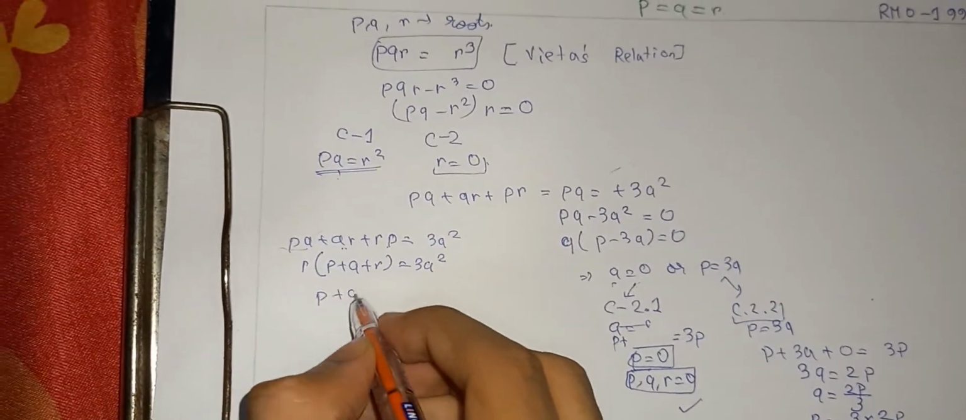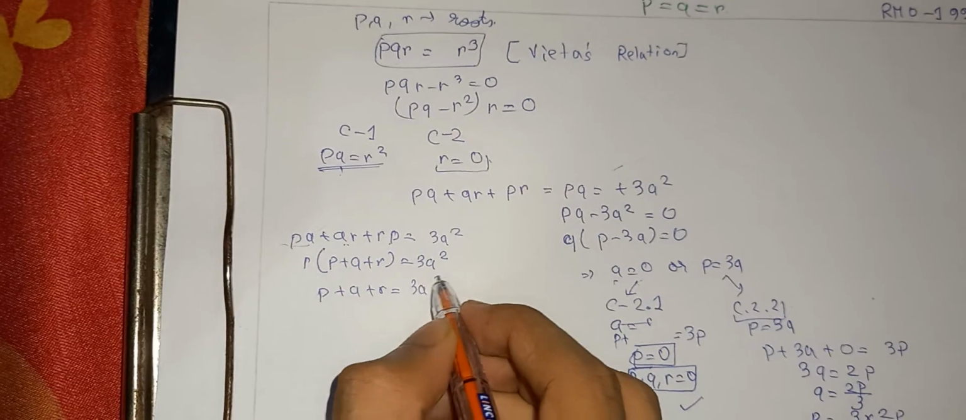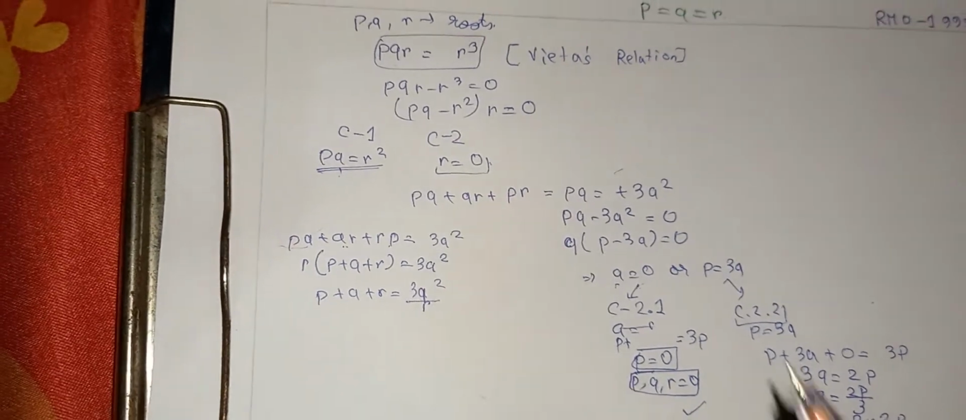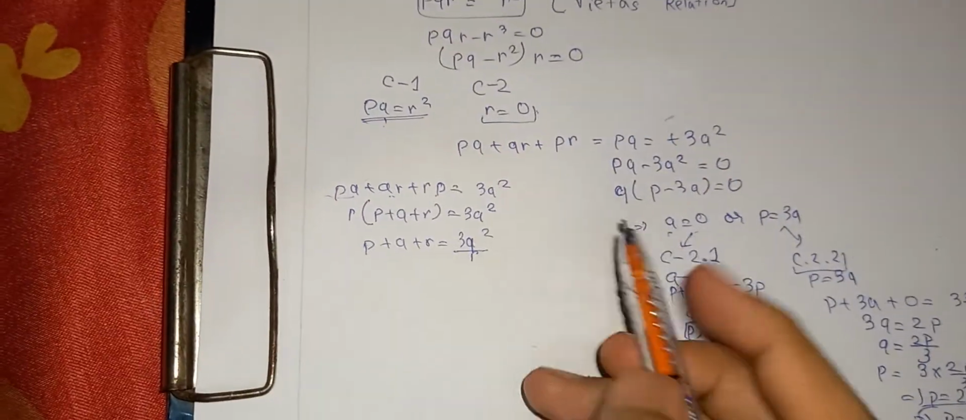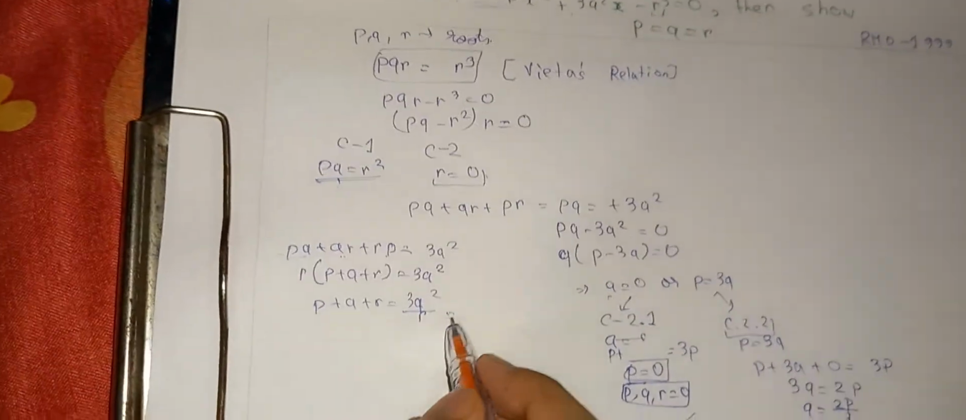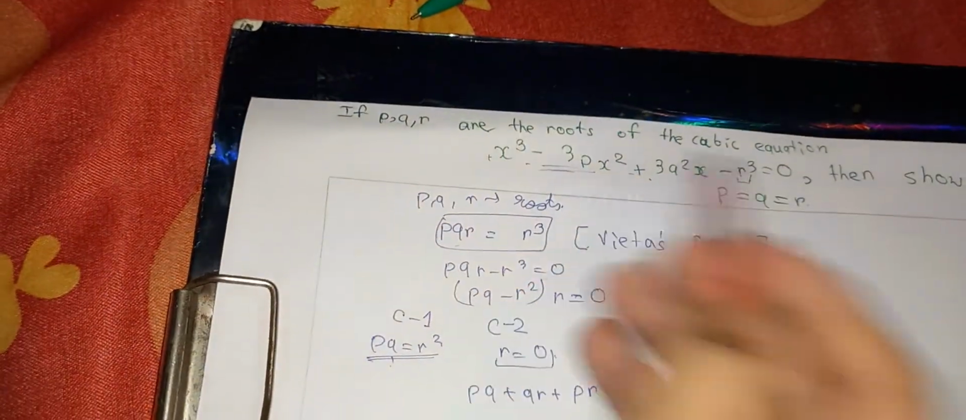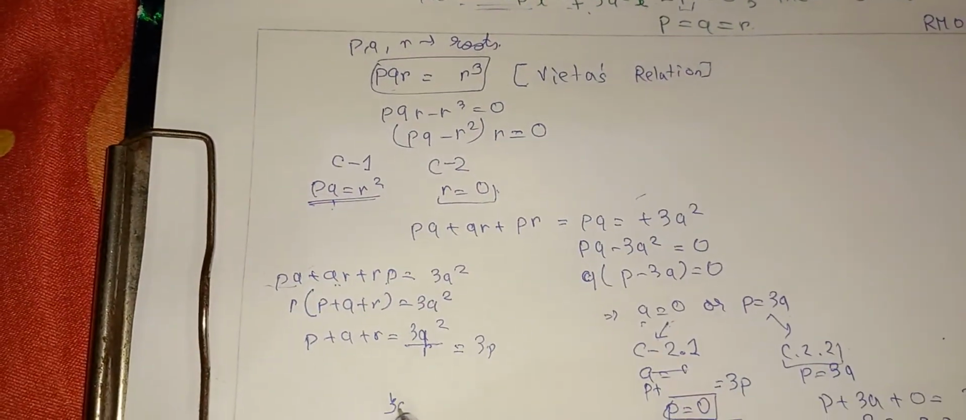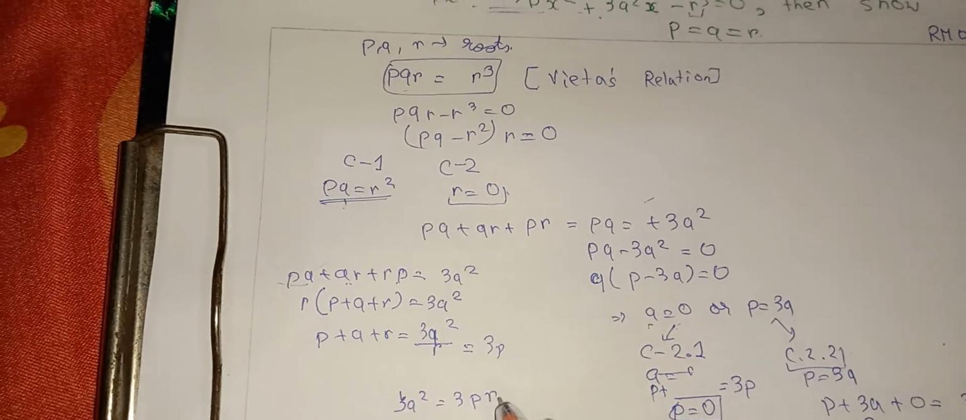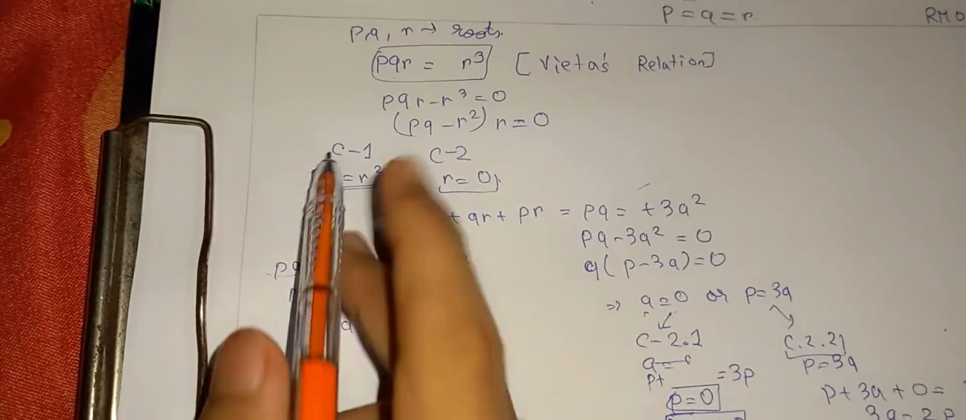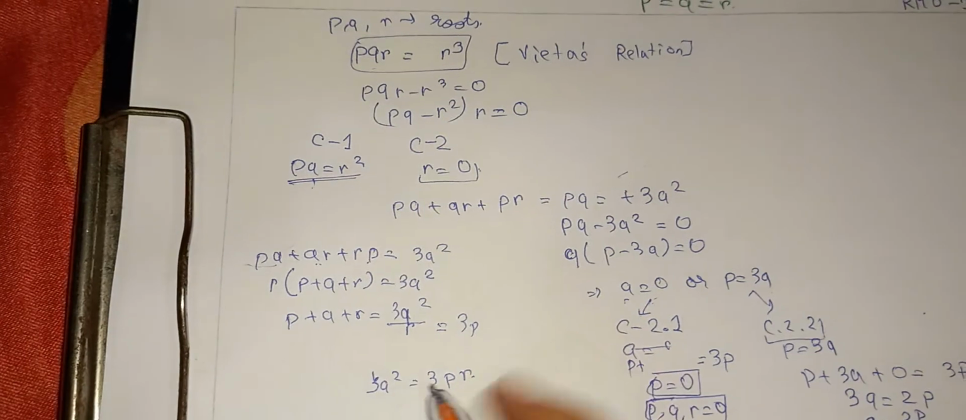So we can say p plus q plus r equals to 3q squared by r, and now we have this. Now this is again equal to 3p from this part, so we have 3q squared equals to 3pr, right? Now we can plug in the value of q equals to r squared by p.